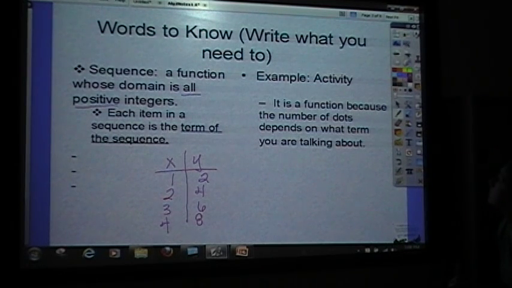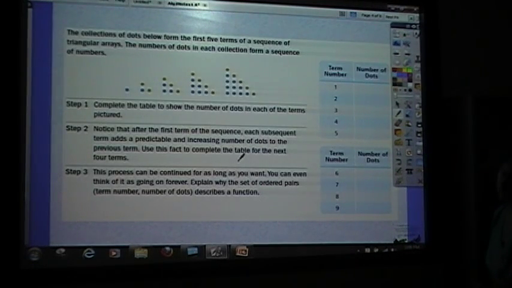Let's look at the example here on this activity. This is in your book. The collections of dots below are the first 5 terms of a sequence of triangular arrays. The number of dots in each collection forms a sequence of numbers, okay? So this is my first picture. We call it my first term. Term number 1 has how many dots? 1 dot. This is my second term, because it's my second figure. So the second term has how many dots? 3.